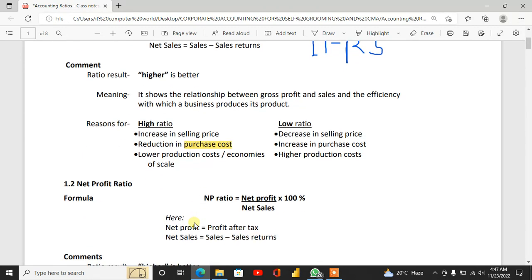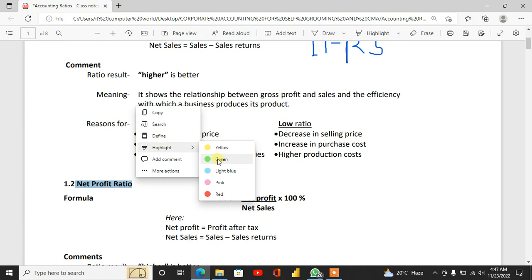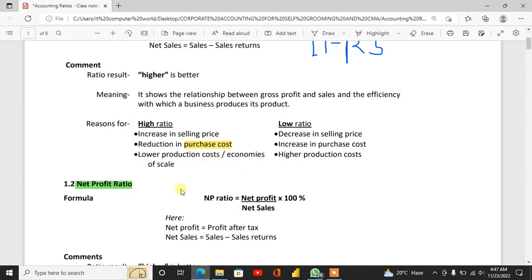Okay, the second of the profitability ratios is the net profit ratio. So net profit divided by net sales. The net sales is equal to sales minus sales return, and the net profit is equal to profit after tax.